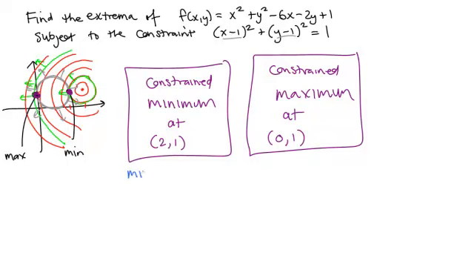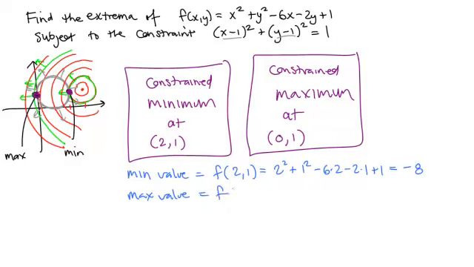Well, the minimum value is simply going to be f of (2, 1). So that would be negative 8. Whereas the maximum value will simply be f evaluated at the point (0, 1), which is 0. And so we have this problem solved.